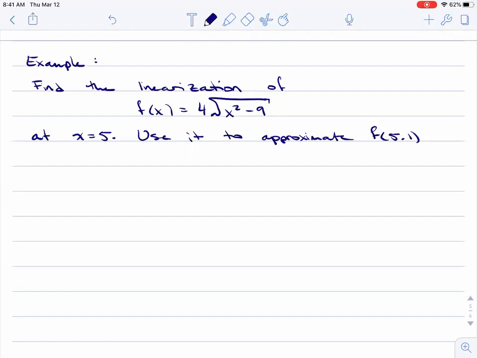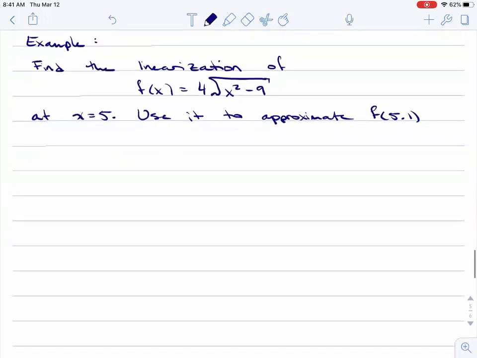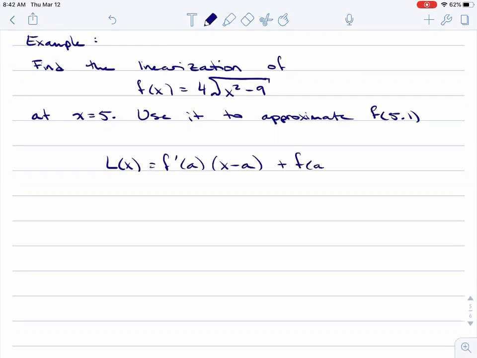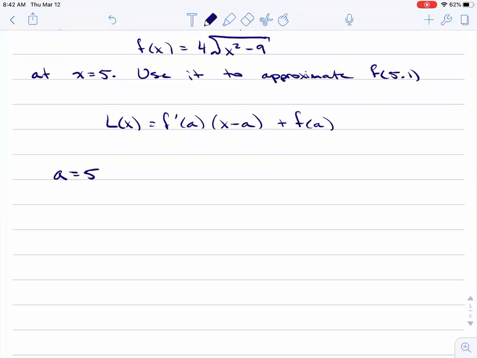Okay, so we know that we need to find, well, let's just jot down, our linear approximation is f prime of a times x minus a plus f of a. You can have that memorized, or you can just go ahead and find the equation of the tangent line, by finding the slope and finding a and f of a. Really doesn't matter. So we're saying that a is going to be 5 in this case.